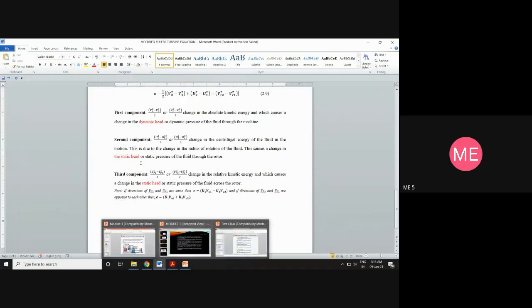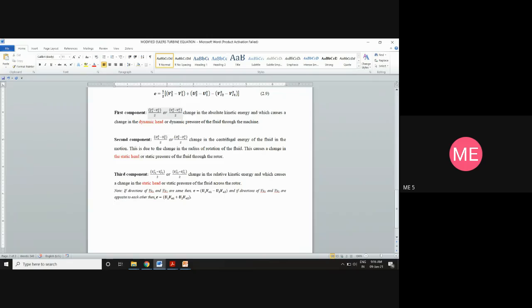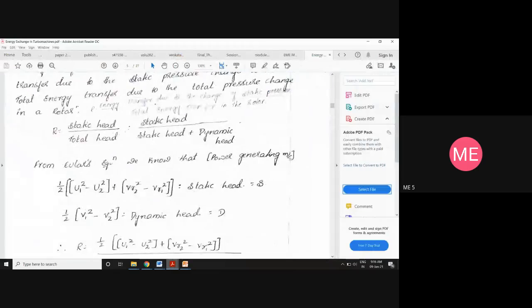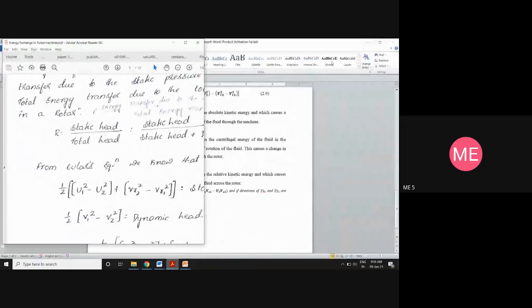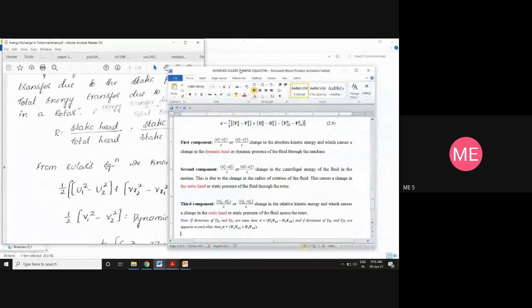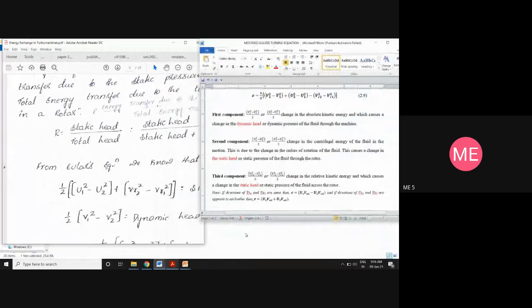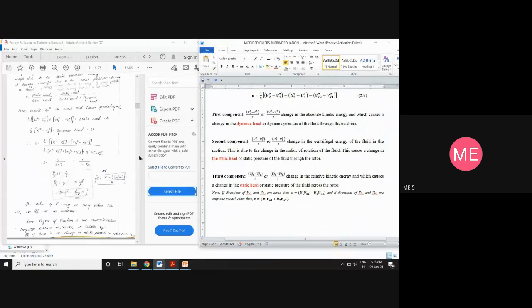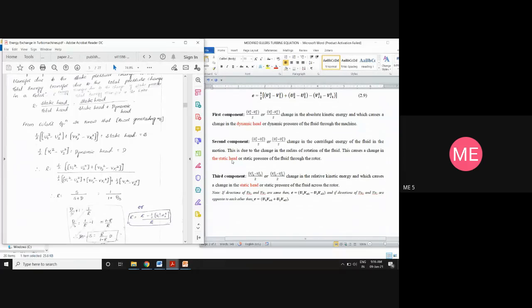So you put these two formulas, that is, this in terms of V1, V2 and U1, U2, VR1, VR2, in the equation of degree of reaction. See here, what he has done, very simple. Static head, I'll show this on the other screen. Can you see both the screens here? Yes, sir. See here. Static head, where is the static head in this? This is static head, this is static head. So what does the degree of reaction tell? It is a ratio of static by total head. That is static by static plus dynamic head.